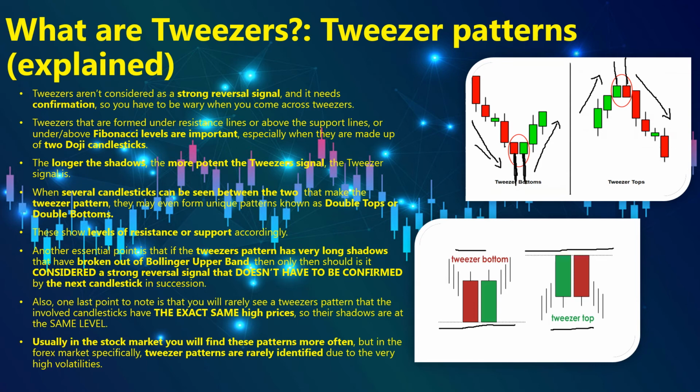The thing unique about the tweezers pattern is that you can barely find a pattern where the involved candlesticks have exactly the same high price, so their shadows are at the same level. Maybe in the stock market you can find it more, but in the Forex market it is very rare because of the very high volatility.